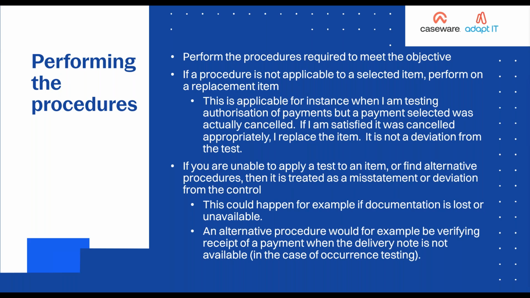But hey, that's what we got now from our selection. We need to deal with it. We need to address the deviation. All right, then, if you are unable to apply your procedure, so to test this item the way that you intended to test it, you can then find an alternative procedure to do, and then consider if it needs to be treated as a deviation, especially in a control.